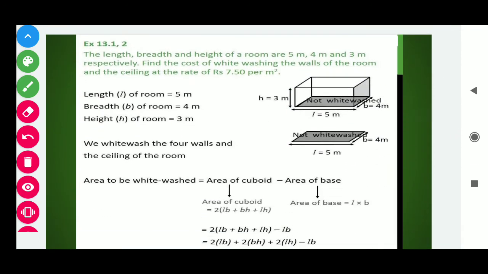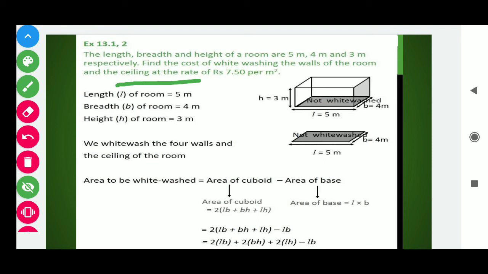Here we have the second question. The length, breadth and height of a room are 5, 4 and 3 meter respectively. Find the cost of whitewashing the walls of the room and the ceiling at the rate of rupees 7.50 per square meter. Students, if we have to whitewash our house, then we must whitewash all the walls except the floor. So here we have to construct the formula by keeping this in mind.